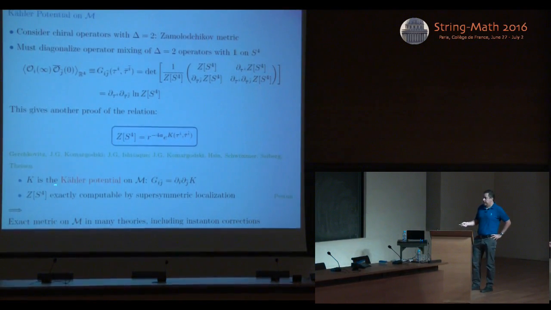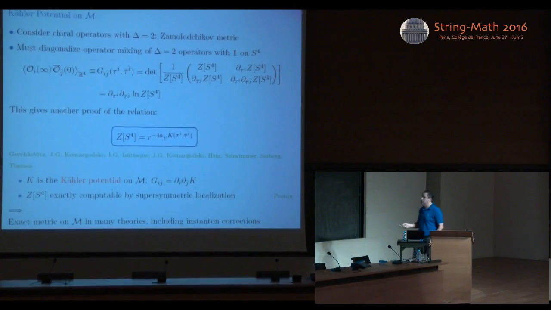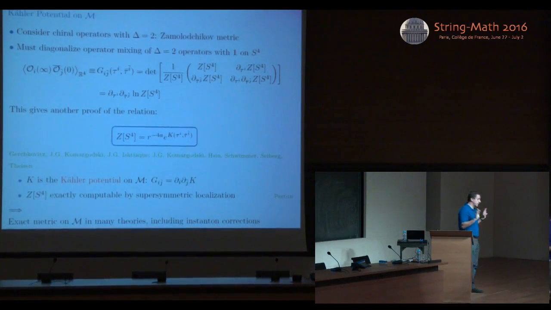I already said this. So K is the Kahler potential on the conformal manifold, and the virtue of this is that, due to the work of Pestun, notice that in here I did not need to know how to compute the Z of S4. I'm just using Ward identities to find a relation between correlators in R4 and correlators on the sphere. But in this case, we can compute it exactly for these dimension 2 operators because Pestun computed for us the S4 partition function. Okay. So this logic allows you to compute the metric on the conformal manifold in many theories, including instanton corrections.